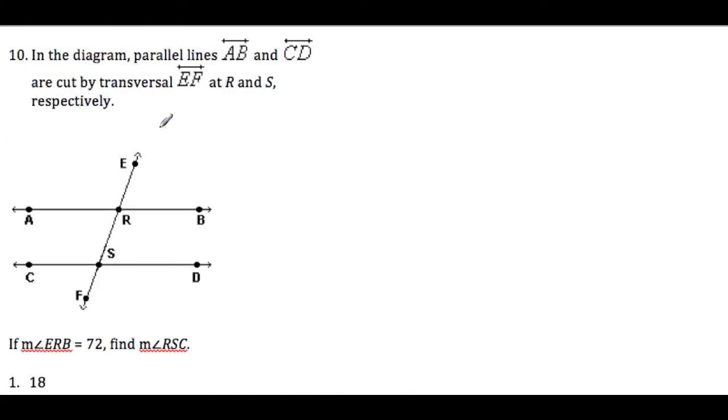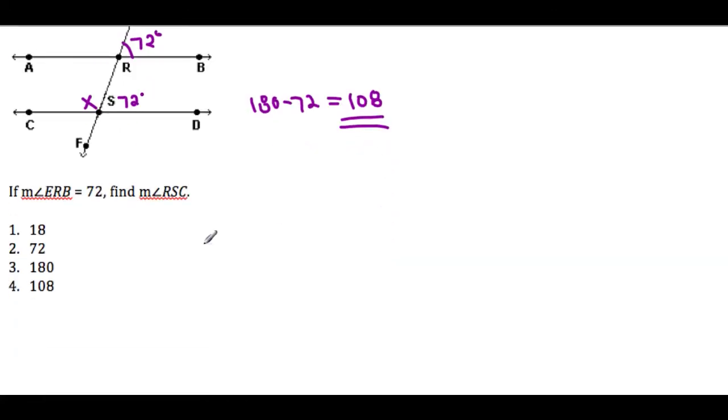Number 10. So these two parallel lines are cut by a transversal. Now, ERB is this angle, and that's equal to 72. But I'm looking for RSC, that's our question mark. But as soon as you realize that this is 72, then this is also 72 because they're corresponding angles. But angle X is in fact supplementary to 72, so we get 180 minus 72, which would have been equal to 108. And that becomes the measure of the angle which we are looking for, choice 4.